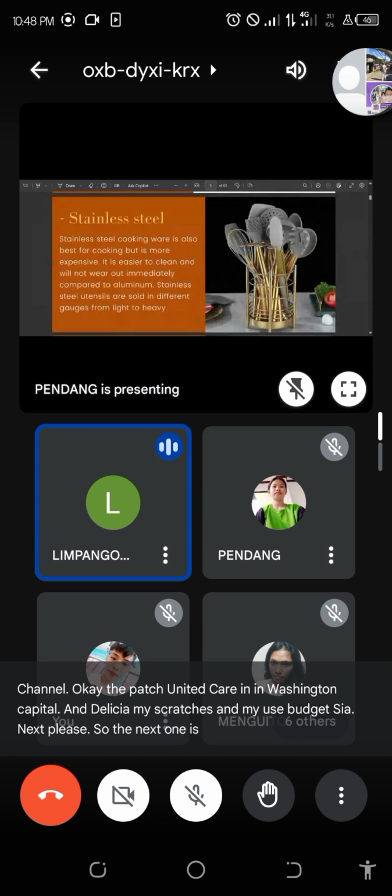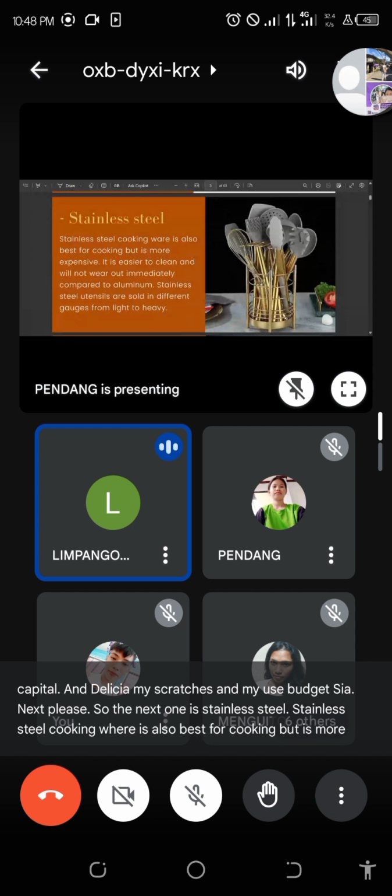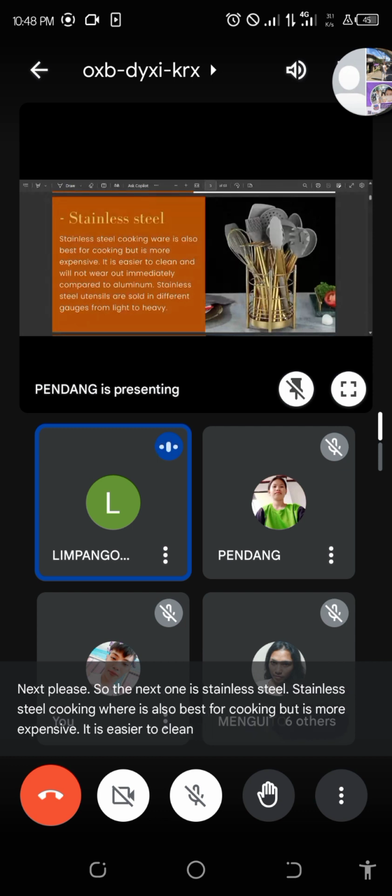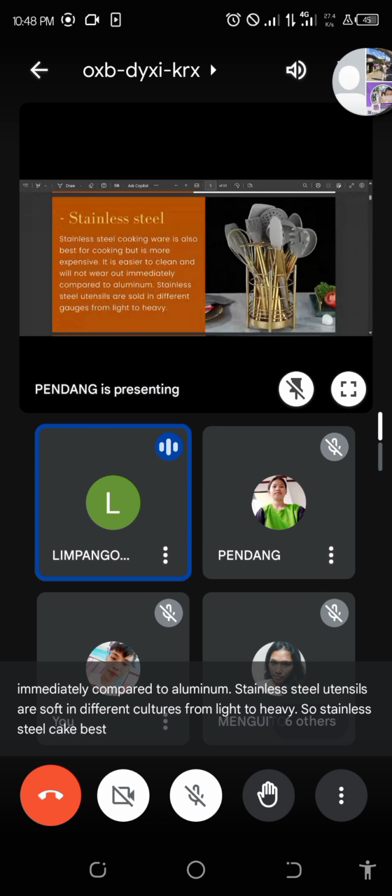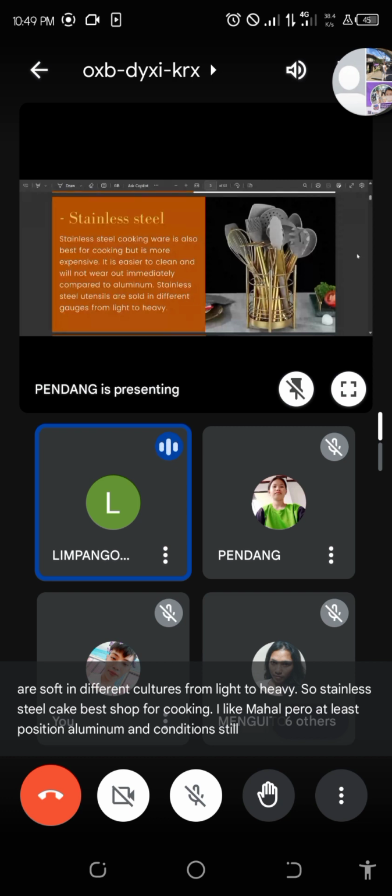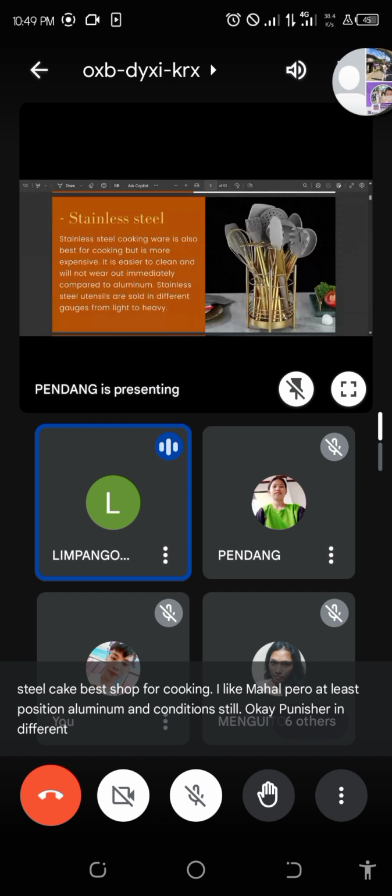So the next one is stainless steel. Stainless steel cookingware is also best for cooking but is more expensive. It is easier to clean and will not wear out immediately compared to aluminum. Stainless steel utensils are sold in different gauges from light to heavy. So stainless steel is best for cooking, it is expensive, but at least it is worth it, right? It is also easier to clean compared to aluminum. And stainless steel can be bought in different gauges, light to heavy. Next slide please.